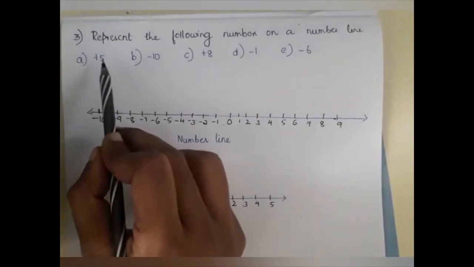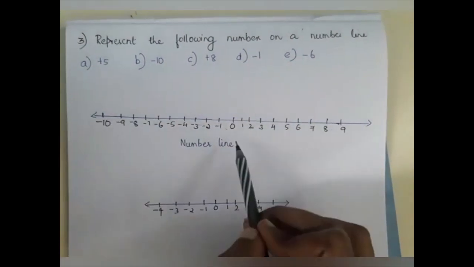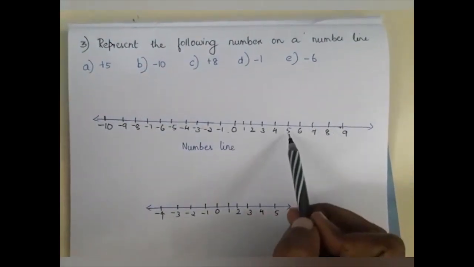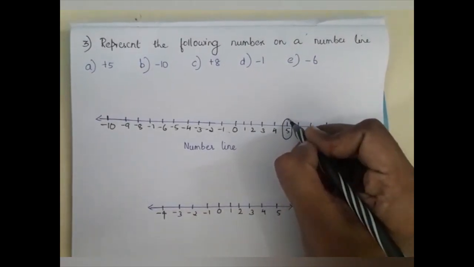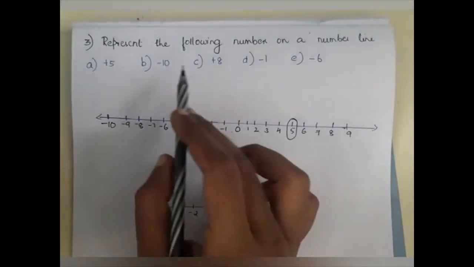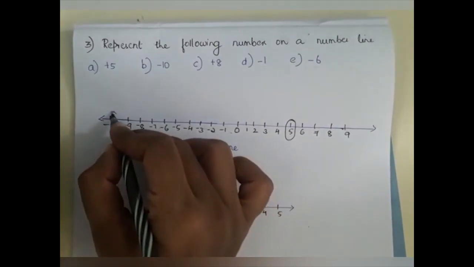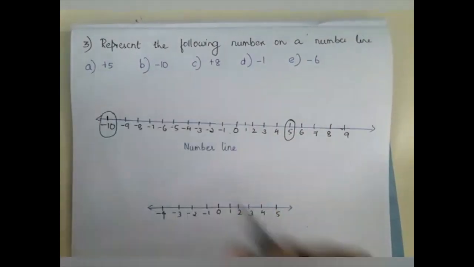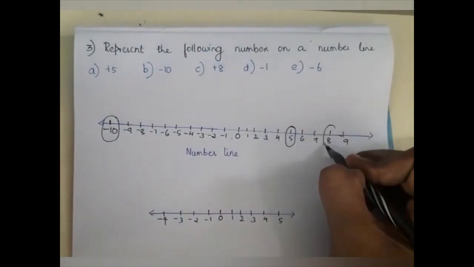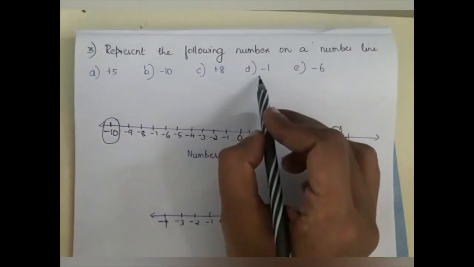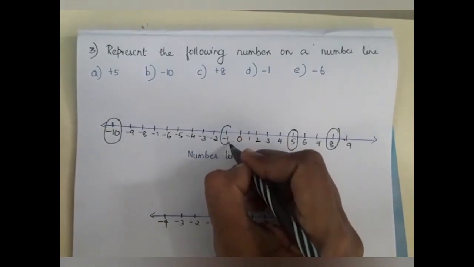Okay. So the first one is plus 5. Plus 5 means it is positive integer. It is to the right of 0. So here this is plus 5. Okay. Second one is minus 10. Minus 10 is to the left of the 0. So this is minus 10. Next one is plus 8. So here it is plus 8. Next one minus 1. So here it is minus 1.